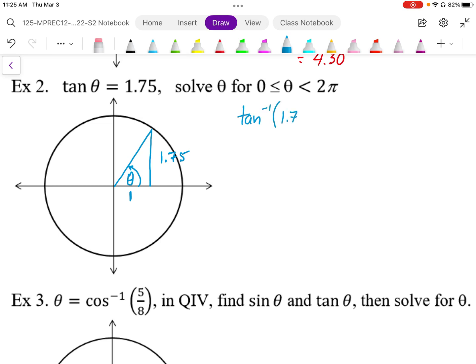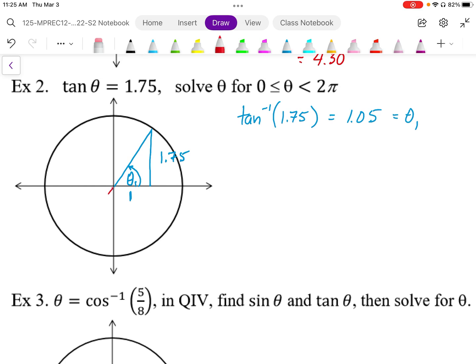So inverse tan of 1.75 gives me an angle of 1.05. So that is going to be my theta, and I'm going to call that theta 1. Theta 1 is what I get from my calculator. And what I've drawn here, yeah, that looks pretty much right. Now, the problem with this is that tan ratio of 1.75 can occur in quadrant 1 like this.